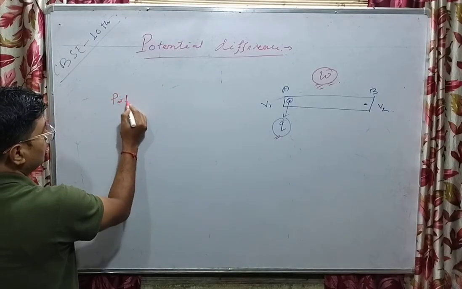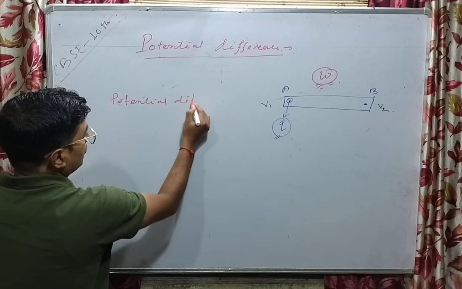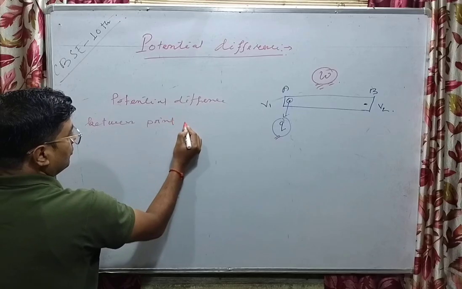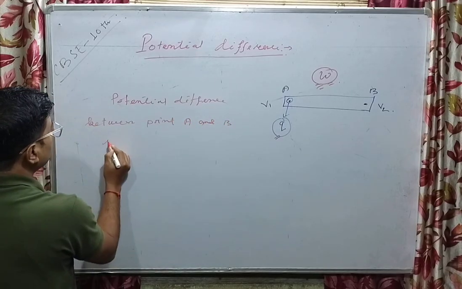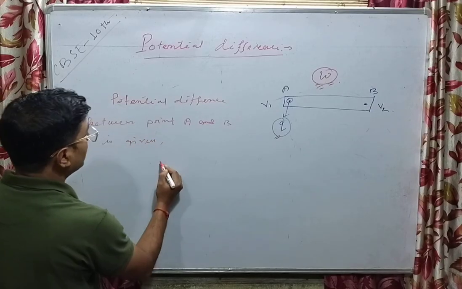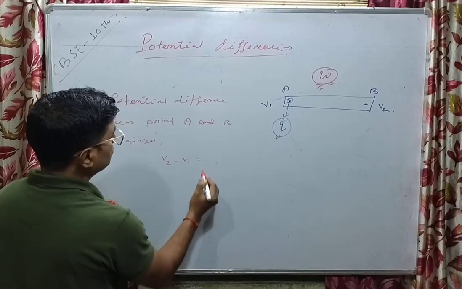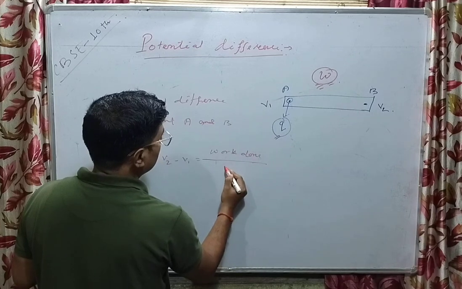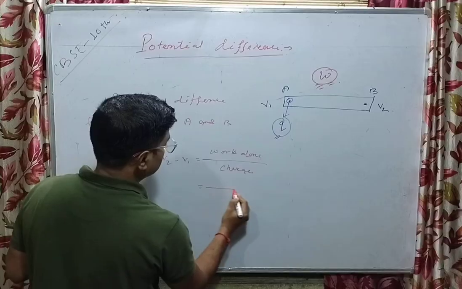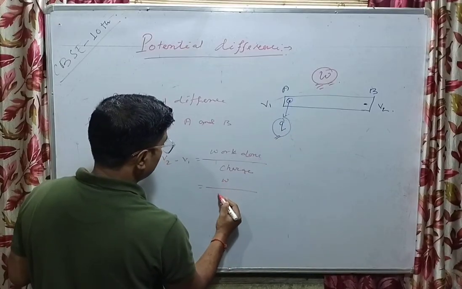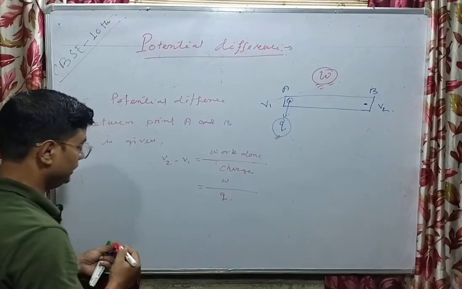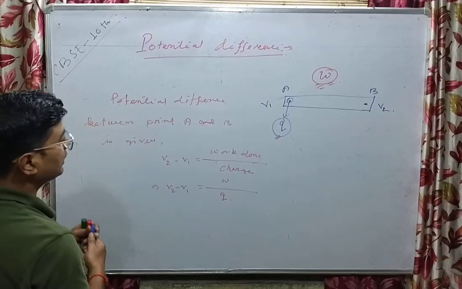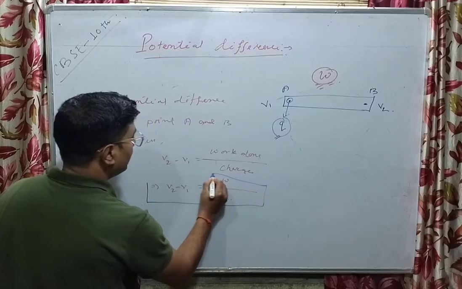Then the potential difference between points A and B is given by V2 minus V1 is equal to work done by charge. Work done is equal to W and charge is equal to Q. This is the expression for the potential difference between points A and B.